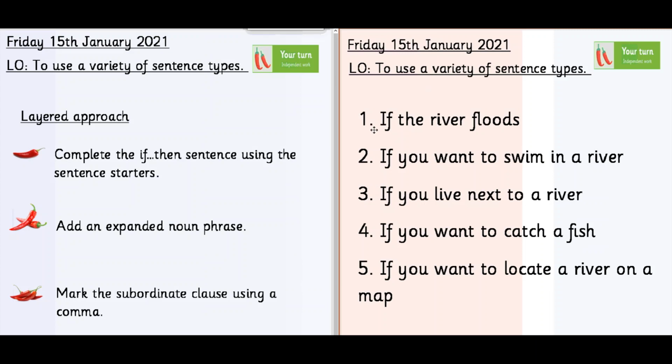So here are your subordinate clauses that you need to add a main clause to, starting with then. If the river floods, if you want to swim in a river, if you live next to a river, if you want to catch a fish, if you want to locate a river on a map. Remember to look back at the Chili challenges to see how you need to be challenging yourself today.